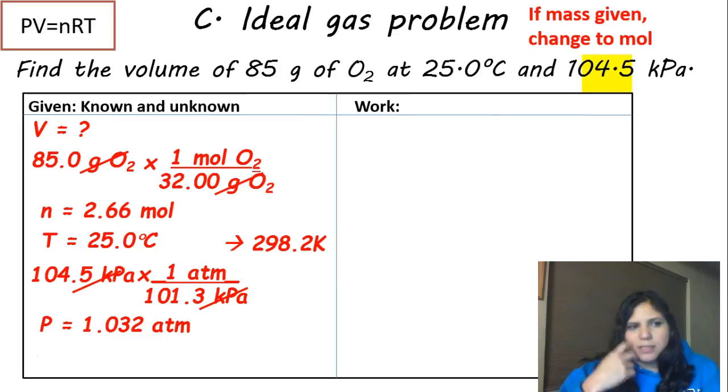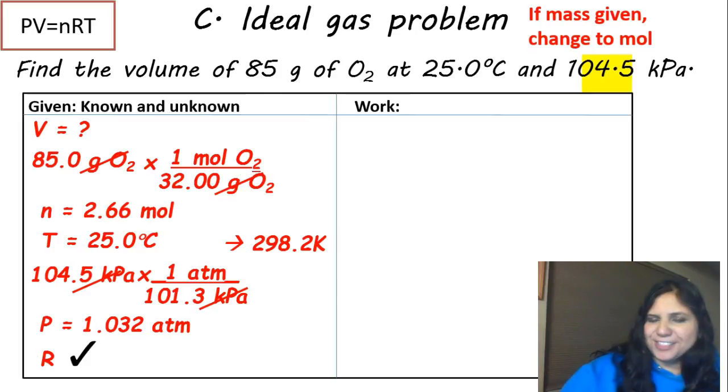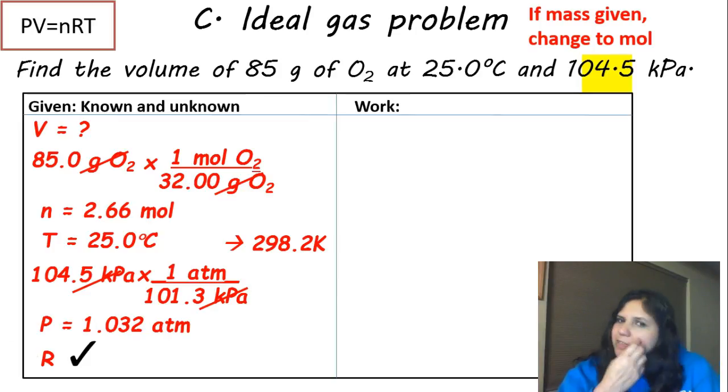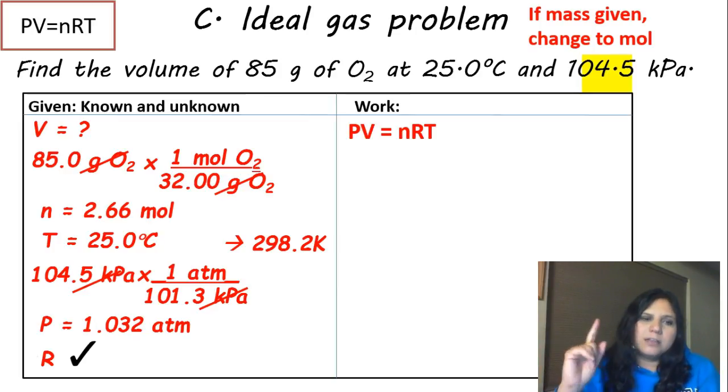What's missing? So I have V, n, T, and P. We just need R. I'm not going to write R with all its units, I'm just going to write R. We have it. Check mark. All right, so let's solve the problem. Just like with the combined gas law, I want you to write the equation down and rearrange it to solve for the variable that you need, which is volume.